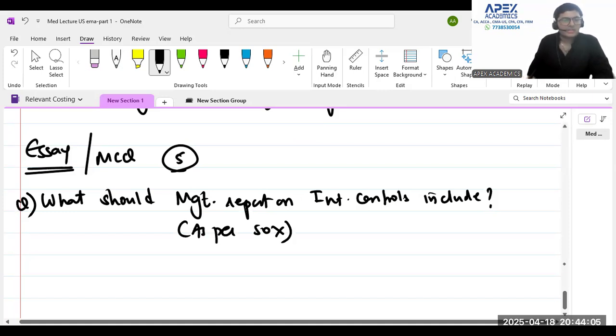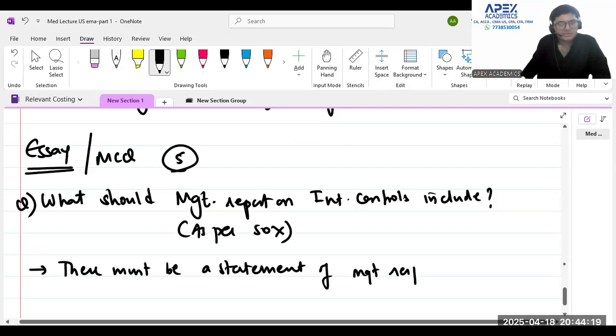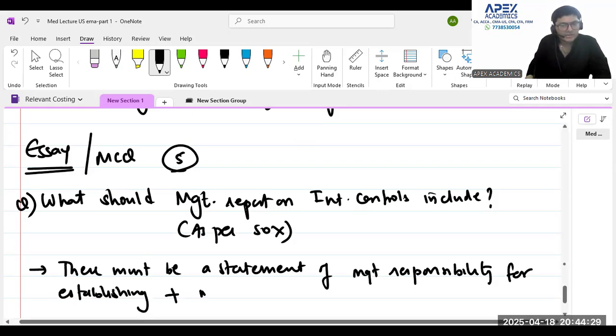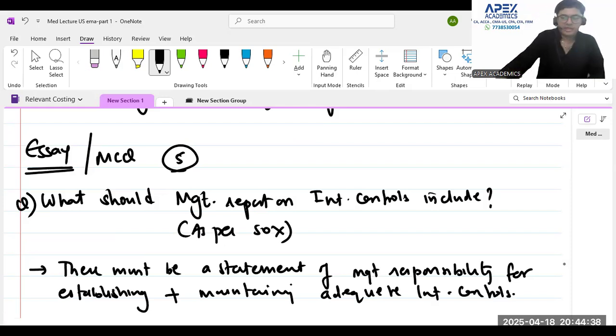Now, please try to understand. First of all, there must be a statement of management responsibility for establishing and maintaining adequate internal controls. What is the meaning of this statement?